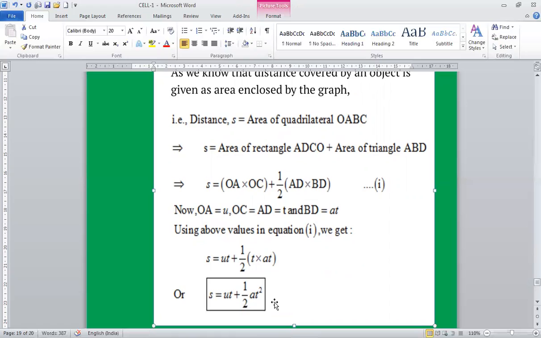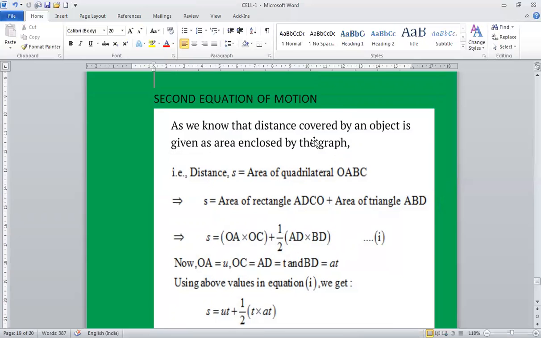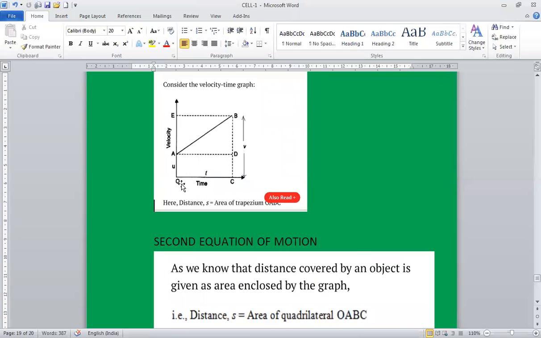This equation gives a relation between distance and time. Now, we'll study this equation graphically. As we know, the distance covered by an object is the area enclosed by the graph. This is the distance covered by an object.